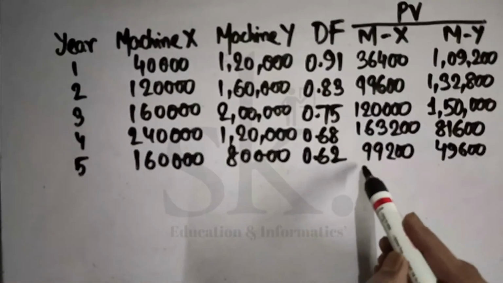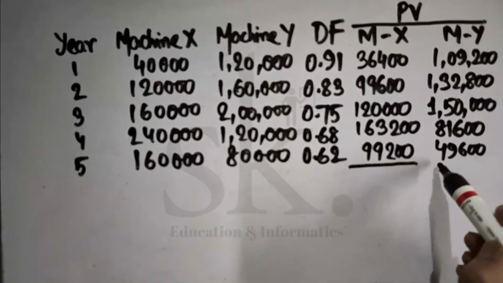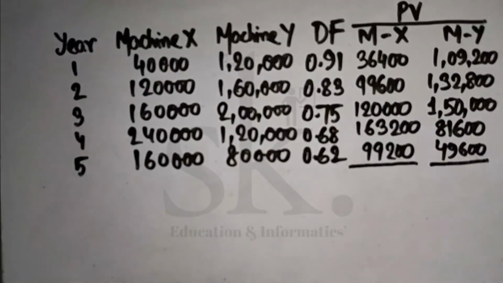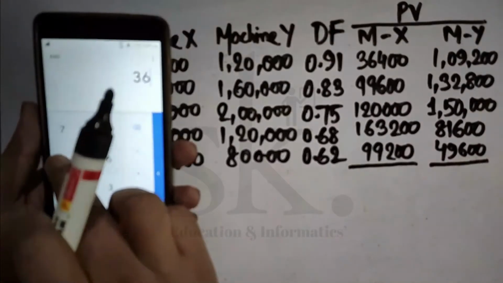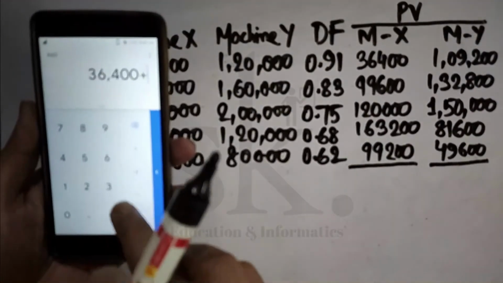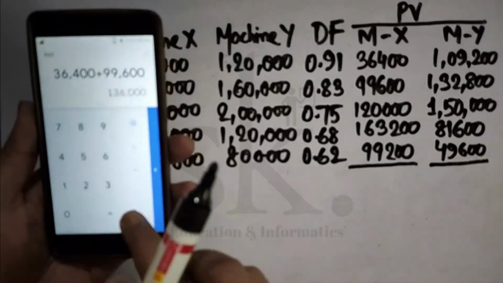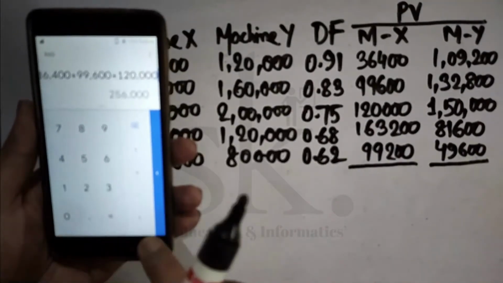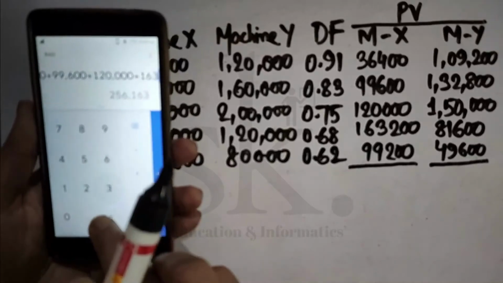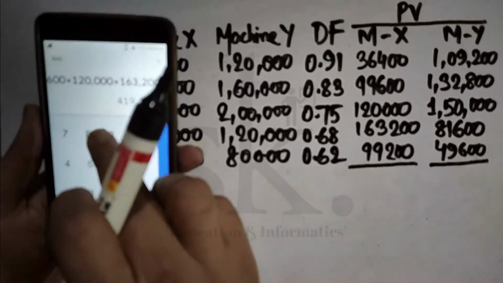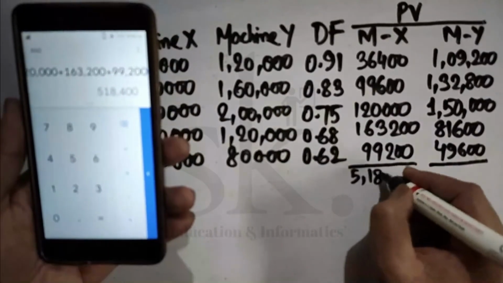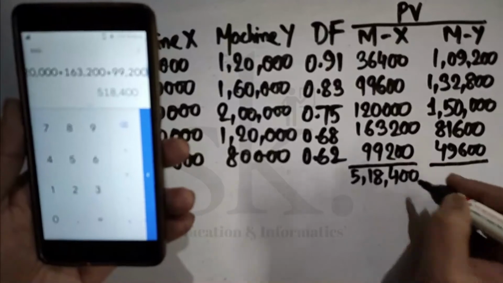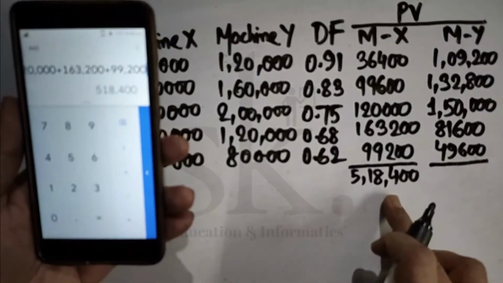So now what do we require? We require to find out the total of the present value of future cash inflow for both machine X and machine Y. So what we do? We start adding up. 36,400 plus 99,600 plus 1,20,000 plus 1,63,200 plus 99,200. It's giving 5,18,400 as the present value of future cash inflow for machine X.